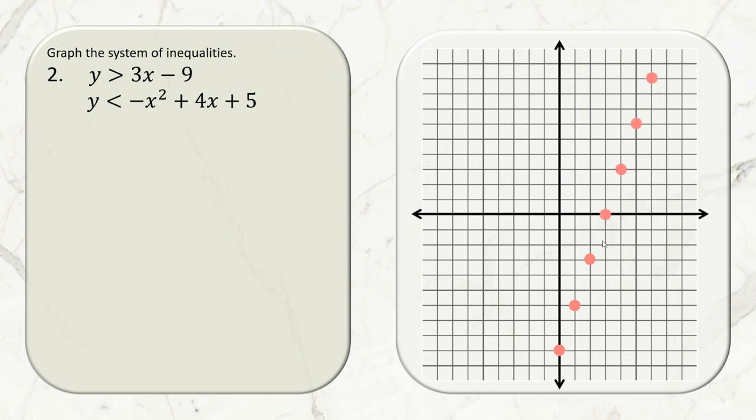Okay? Now, this is going to be a dash boundary line. The reason this is dashed is because our inequality is strictly greater than. There's no equal to part. It's just greater than. Okay?